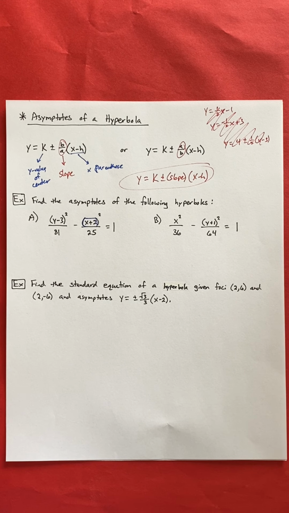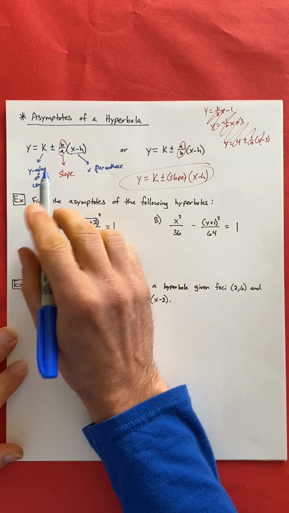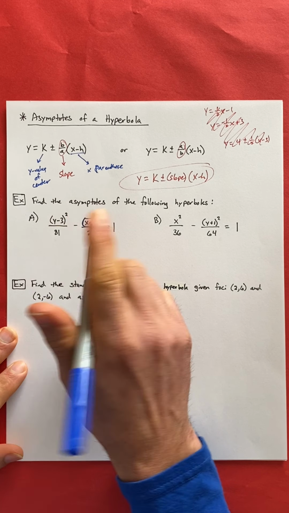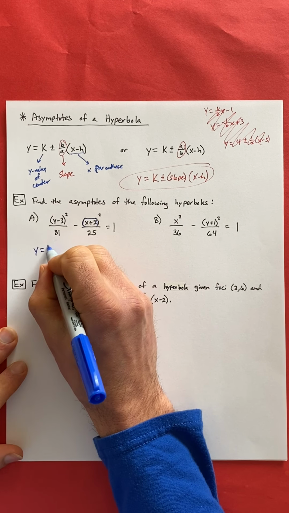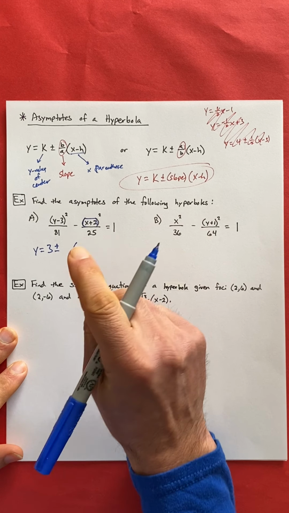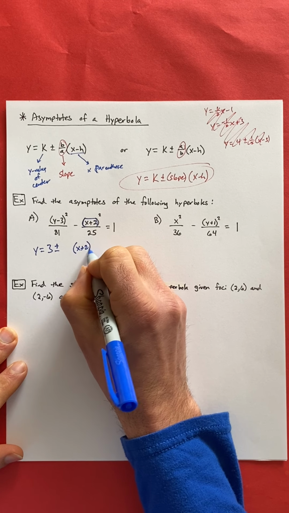So now when we come down and we look at the examples, letter A and B here, I've got them side by side. And when you look at it, like I said, k stands for the y value of the center. I can see the y value of the center is 3. So I would say y is equal to 3 plus or minus. I'm going to leave the space for the slope in just a second. The x parenthesis is x plus 2. You literally just copy it down.